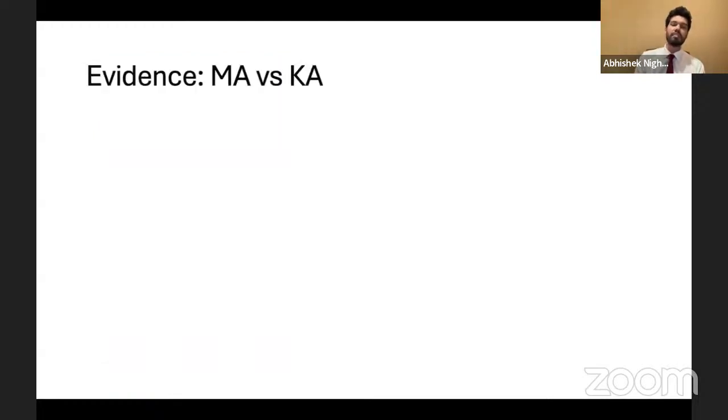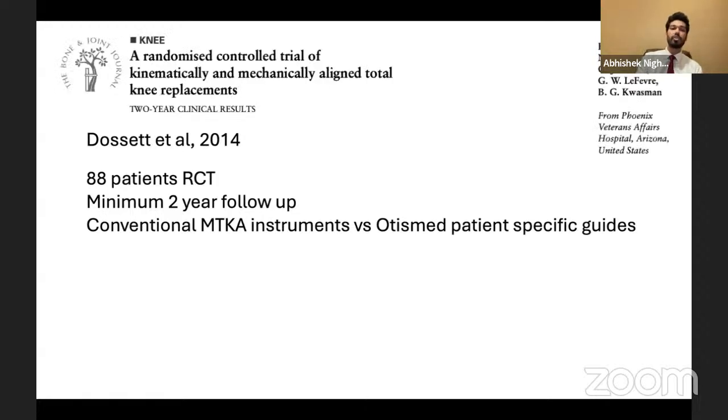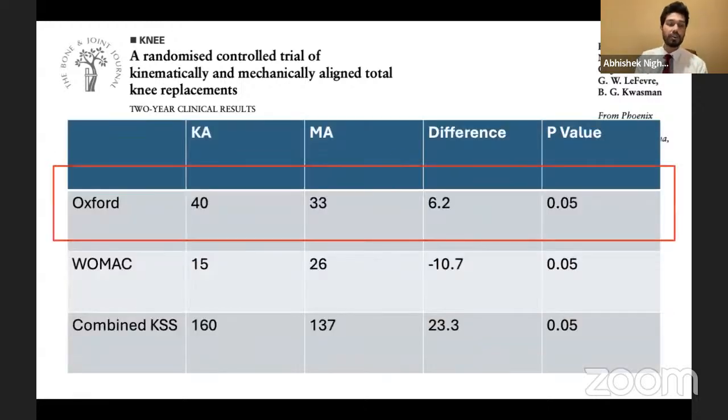Now let us look at some evidence of mechanical versus kinematic alignment. This is a landmark paper by Dorset et al. in the year 2014, in which he conducted a randomized control trial of 88 patients in the Bone and Joint Journal with a 2-year follow-up. He found that there is a significant discrepancy in the Oxford knee score, with kinematic alignment having a much better Oxford knee score compared to the mechanical alignment.